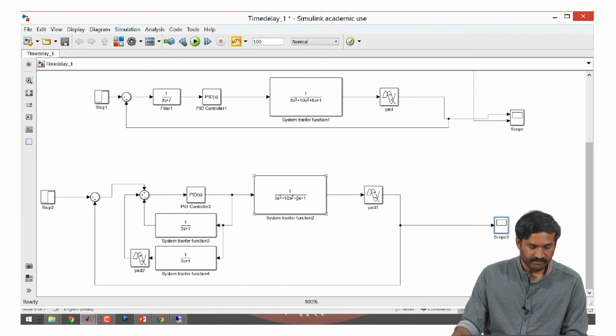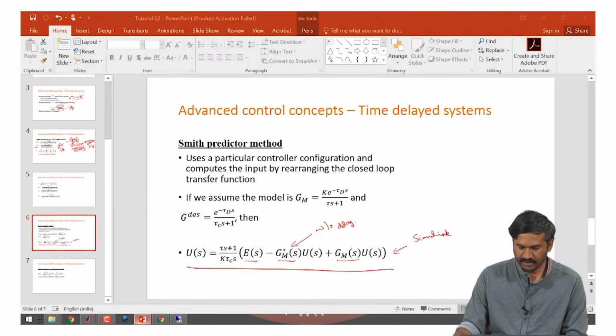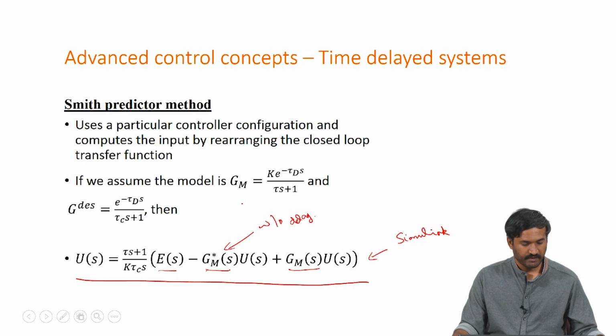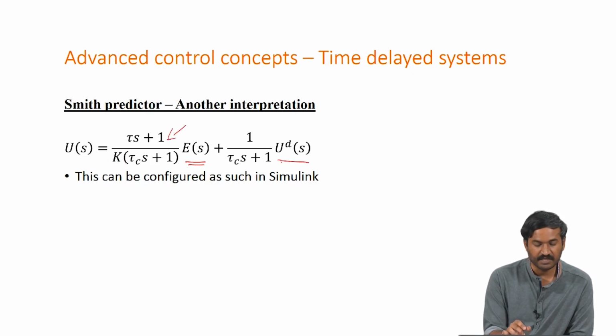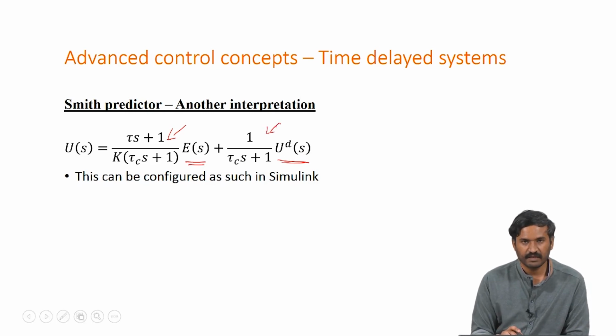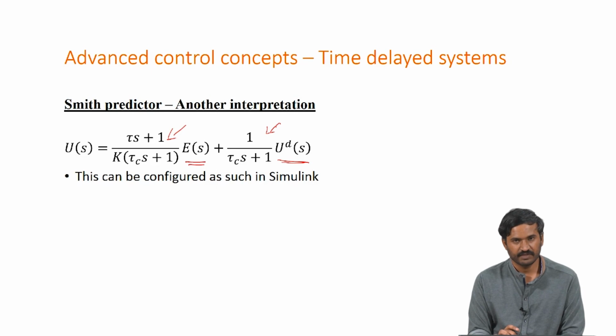The other method where we have this error signal passing through one transfer function and the delayed input signal passing through another transfer function, can be configured in Simulink as such, and you can try the same for this system by yourself.